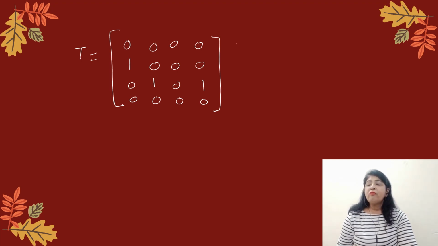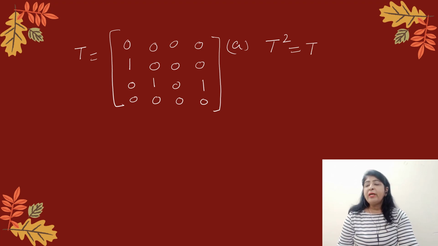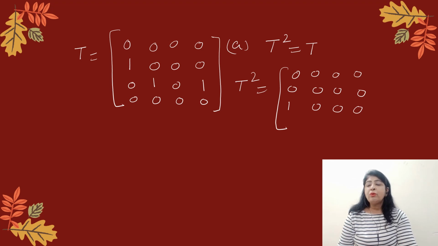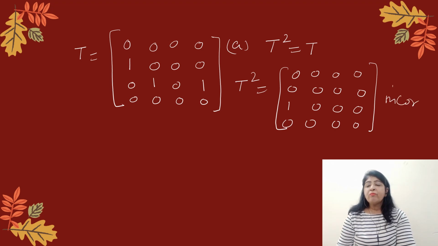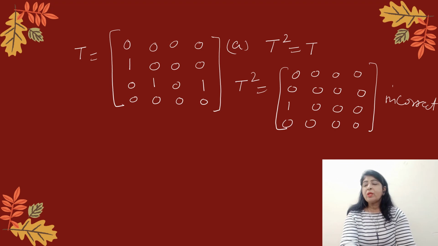Now first of all, for the first case, T is idempotent. This means T square is equal to T. So when you find its T square, this will be 0, 0, 0, 0, 0, 0, 0, 0, 1, 0, 0, 0, 0, 0, 0, 0. So you can see that T square is not equal to T. So option A is incorrect. Clear?